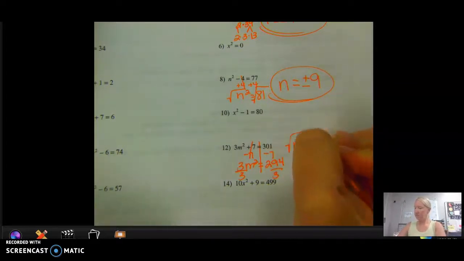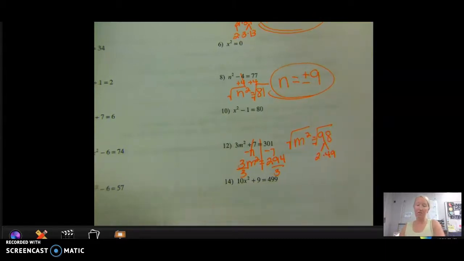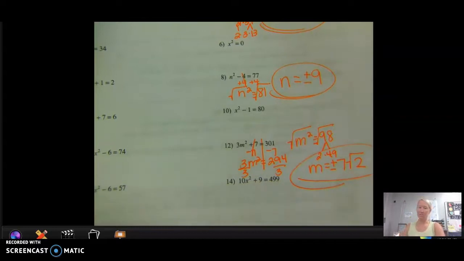Square root, square root. Okay, break it down. 98 breaks down into 2 times 49. 49 is a perfect square. Square root of 49 is 7. So m equals positive or negative 7 comes to the outside, 2 stays in. That is your answer.